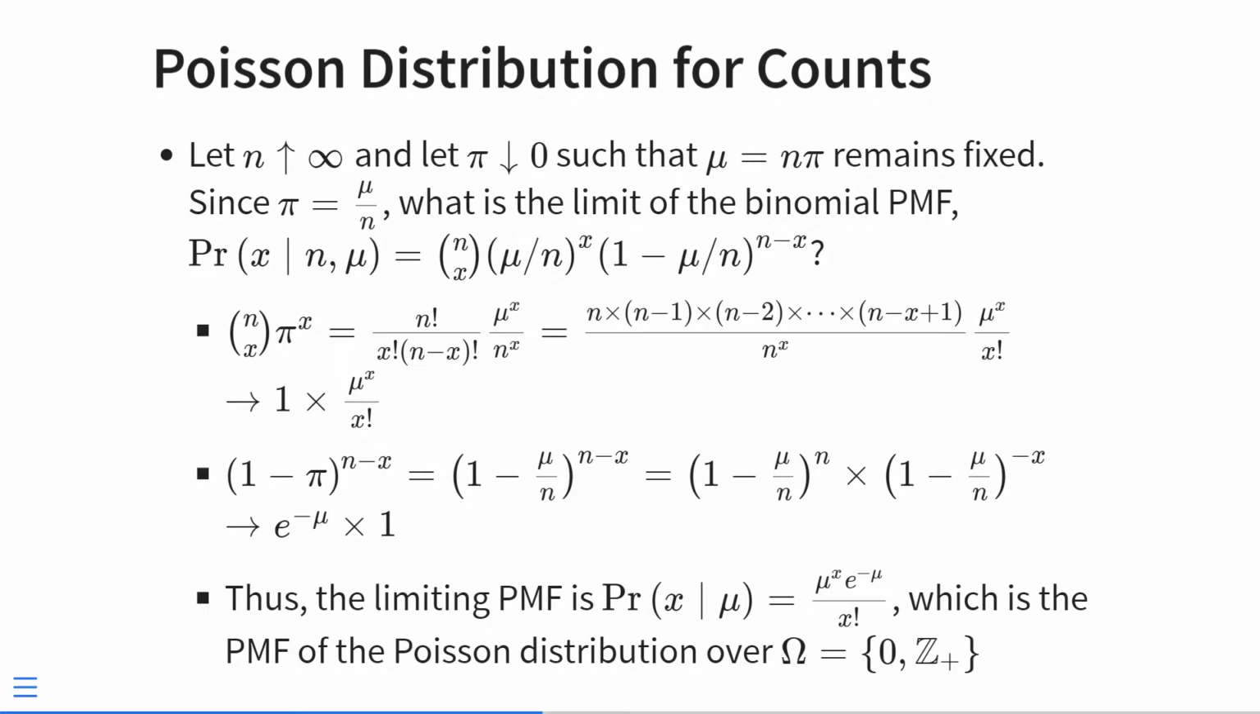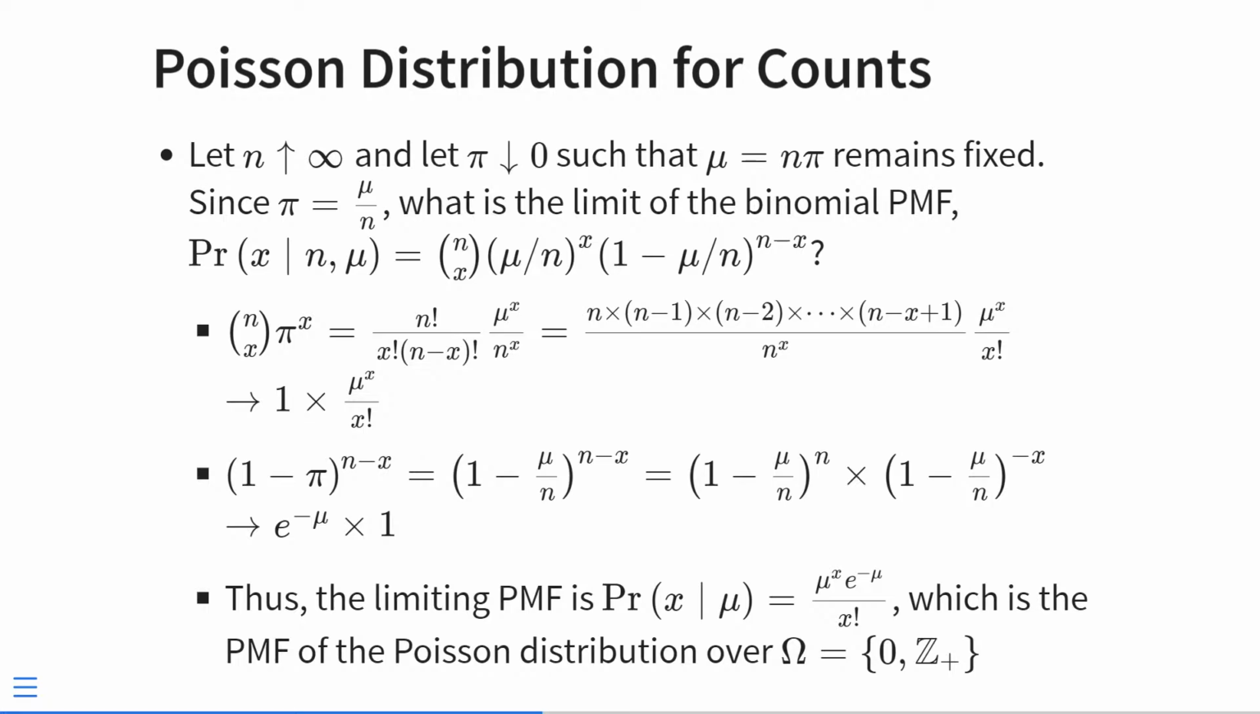Put it all together, the limit of this process as n goes to infinity, if pi is defined as mu over n, is the probability mass function given here: mu to the x from this, e to the negative mu from this, x factorial in the denominator. That is the probability mass function of the so-called Poisson distribution, and it is defined over a sample space consisting of all non-negative integers.